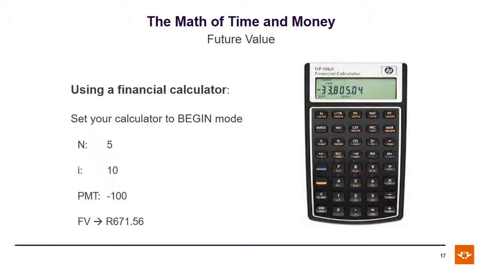Once again though, for a problem like this, I would recommend the use of your financial calculator. Please be aware that it must be set to begin mode for you to get your correct answer. Setting it to begin mode, I'm putting n equals 5, I/Y equals 10, payment equals minus 100, and you end up with a future value of 671 Rand and 56 cents.